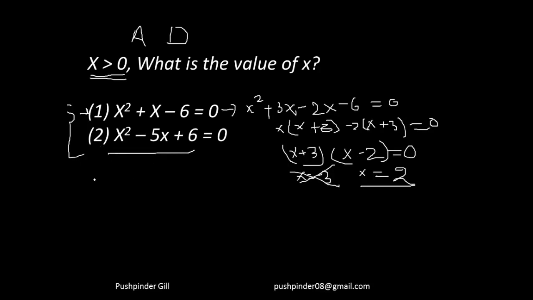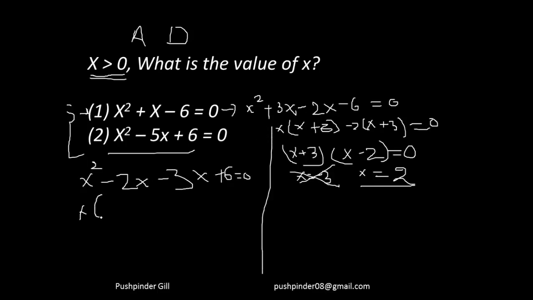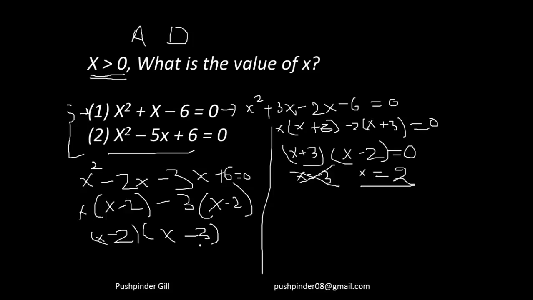Now here, if I split the middle term again, x square minus 2x minus 3x plus 6 is equal to 0. Mind my handwriting, guys. So x into x minus 2 minus 3, if I take common, again x minus 2. Then my two factors are x minus 2 and x minus 3. That means x is equal to 2 or x is equal to 3.